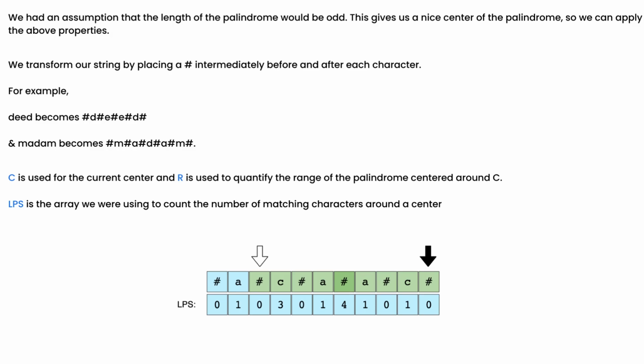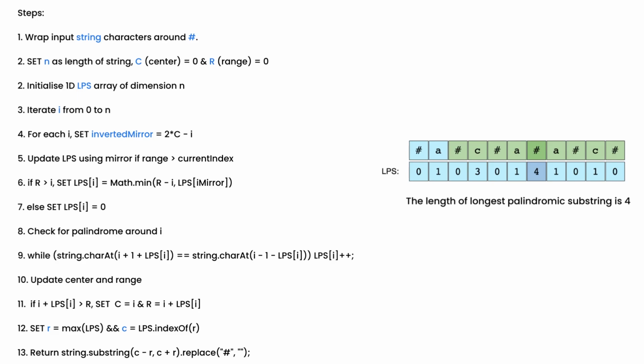Let's say C is the current center and R is the range. LPS is the array we were using to count the number of matching characters around a center. Here are the steps. Wrap the input string with the slash character, initialize an int array of length n, C as 0 and R as 0. Iterate from i to n.